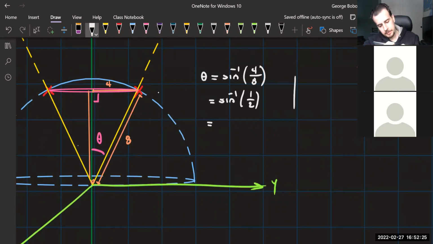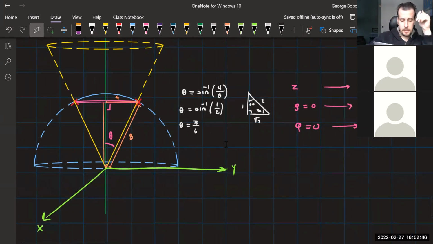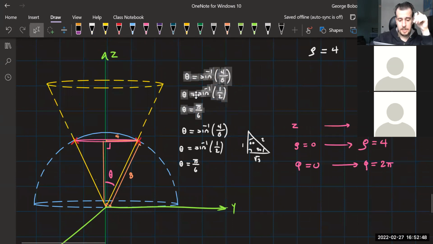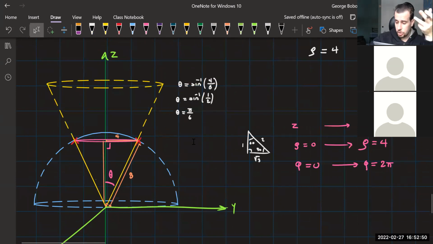Wait a minute. Just to verify: 30, 60, 90. And again, that's 1, √3, and 2. So sine inverse of 1/2 is the 30. Okay, so pi over 6. Cool. So that's the extent that theta is going to go. Now, if you're imagining the integration happening in spherical coordinates, how do things change?